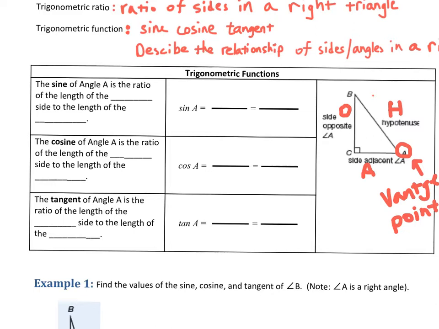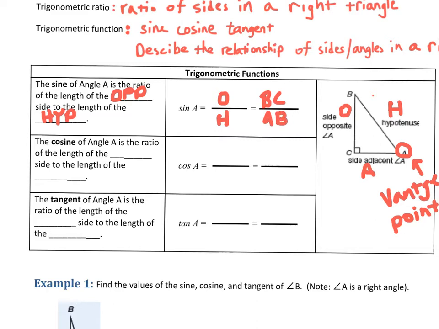So first is the sine. The sine of angle A is the ratio of the length of its blank side to the length of the blank. So the sine, first of all, is the length of the opposite side compared to the hypotenuse. So in every right triangle, the sine ratio represents the opposite side of your angle compared to the hypotenuse. So we're going to represent opposite with a letter O, hypotenuse with H. And in our specific triangle, opposite leg is named BC using geometry, the endpoints of that segment, and the hypotenuse is AB.